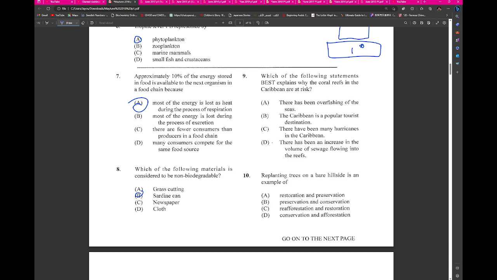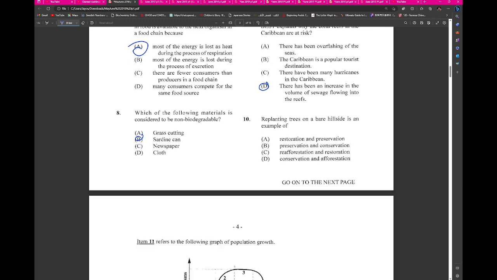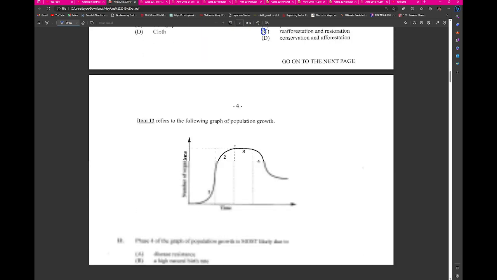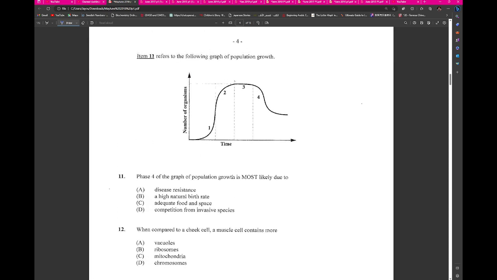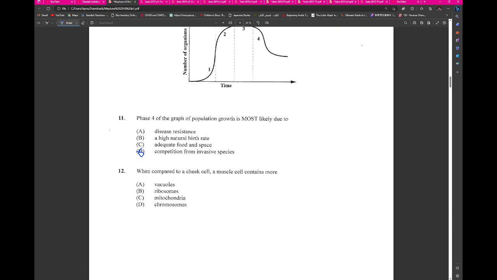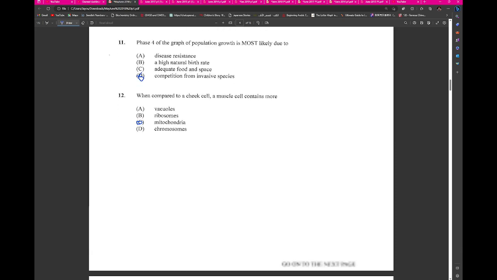There's been an increase in the volume of sewage flowing into the reefs. Replanting trees on the burial site are an example of reforestation and restoration. Right? Phase 4 of the graph of population growth probably would show competition from an invasive species because we're seeing the population decreasing. When compared to the cheek cell, the muscle cell contains more mitochondria.